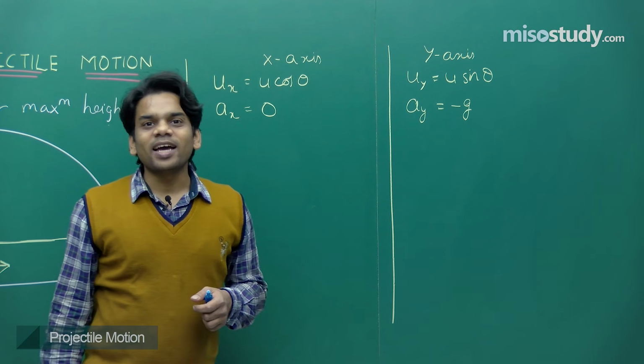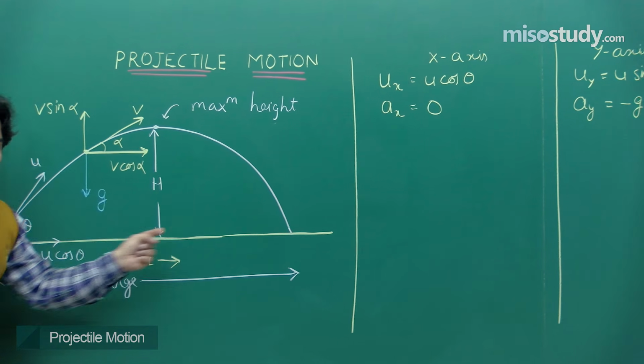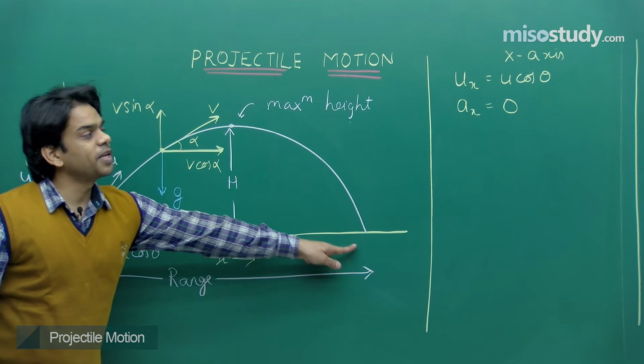Now what things can we find out from this given figure? You can see that we can find out the range of the particle, that is, the maximum horizontal displacement.